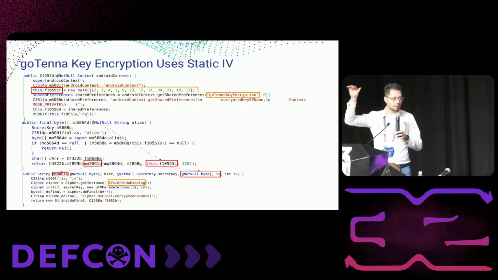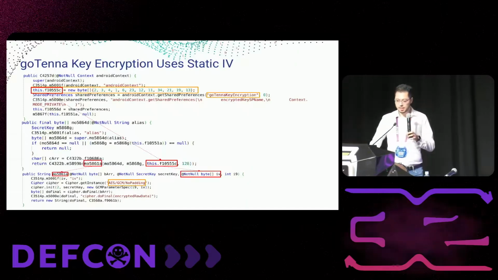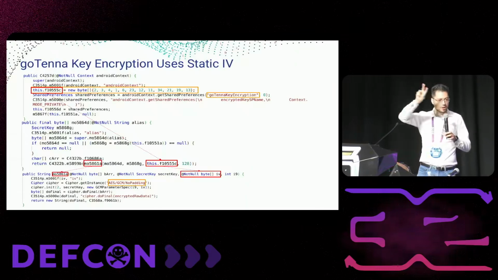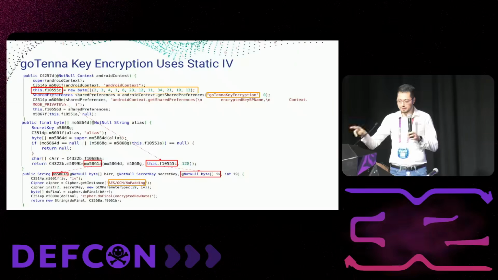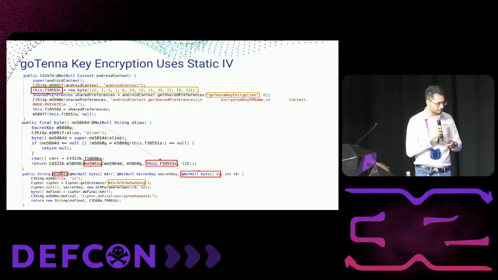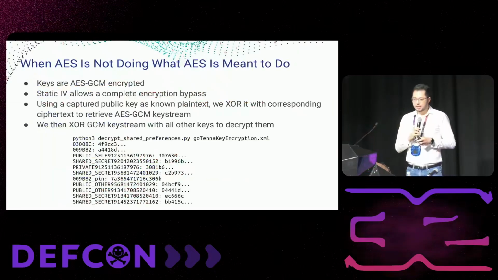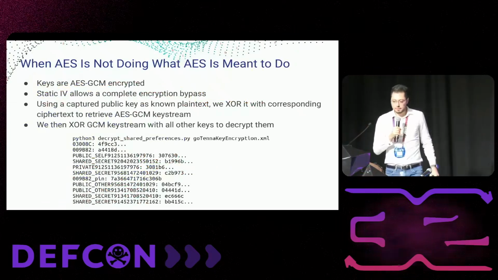We see at the top something called an IV. But we can't tell from that function. So we track this over 2 different functions and figure out it's not only used as an IV, it's used as a static IV to AES-GCM. So keys are AES-GCM encrypted, but a static IV allows complete encryption bypass.